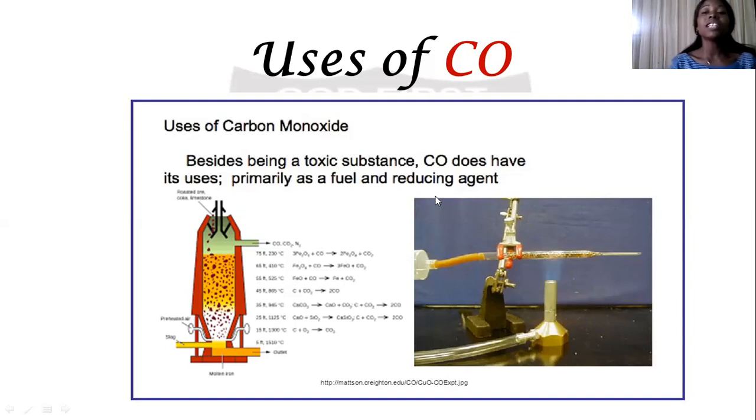Then usually carbon monoxide is found in a mixture as fuel. For example, when we were talking last time, we talked about producer gas, which is a mixture of nitrogen and carbon monoxide, while water gas is a mixture of hydrogen and carbon monoxide. So these substances are used as fuel industrially and even sometimes domestically.